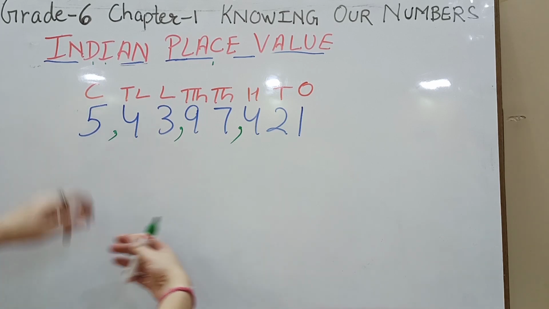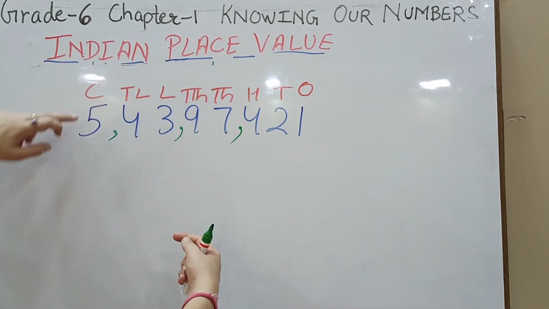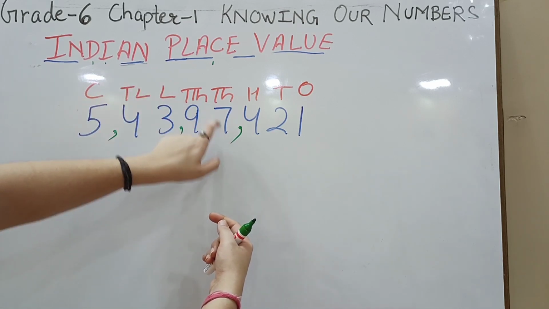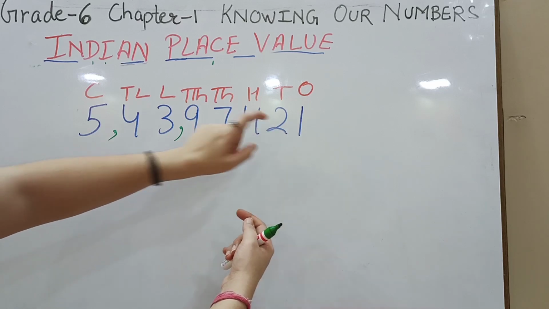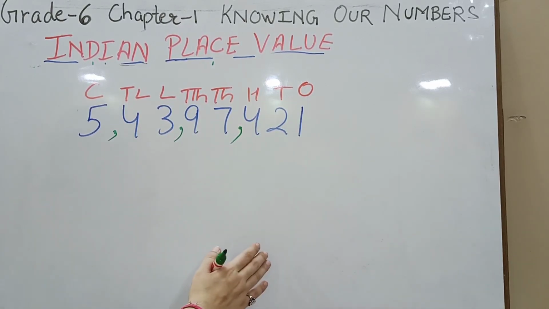How are you going to name it? By the place values and the periods under which they are standing. So 5 crore 43 lakhs 97,421. So this is all about Indian place value system. We are going to learn about international place value system in the next video, and we are also going to compare the Indian and international number place value system.